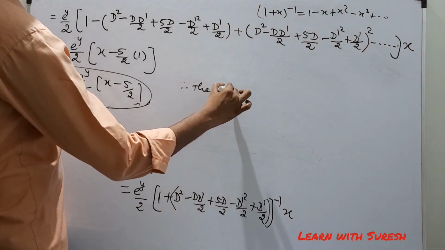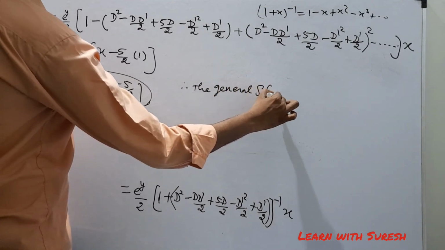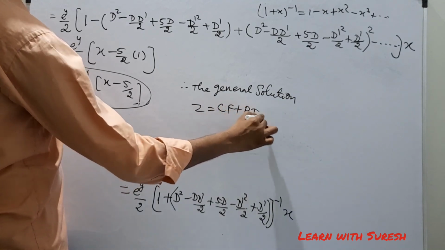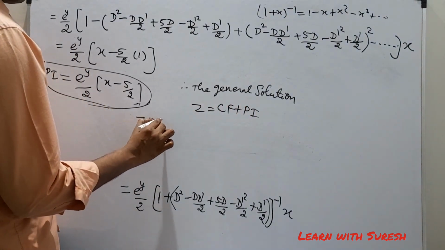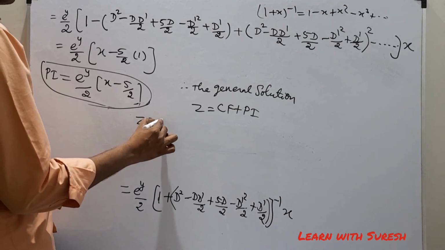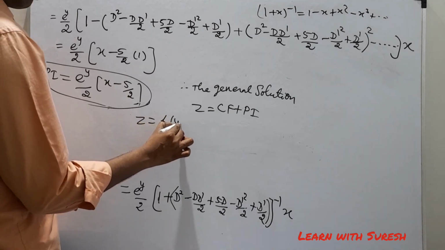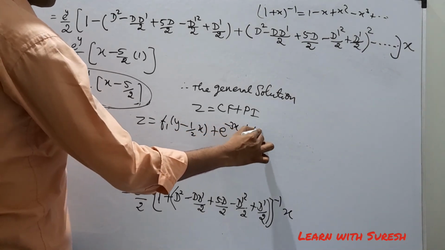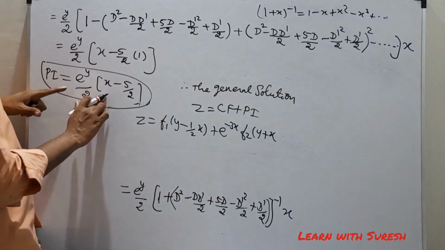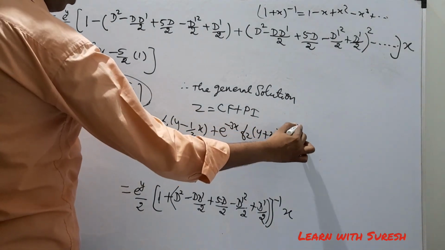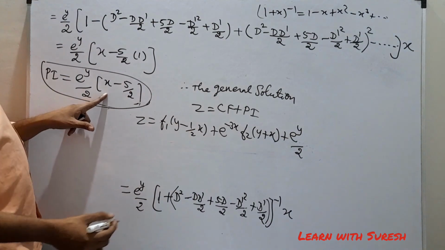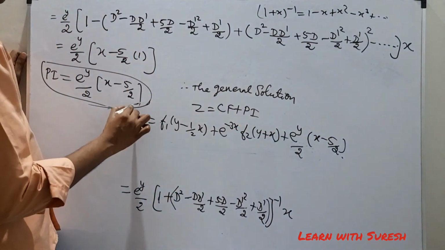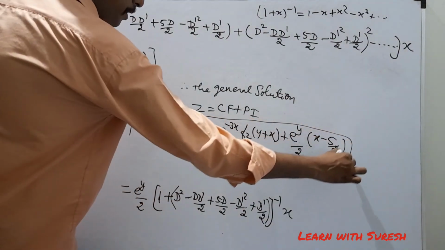Therefore, the general solution is z equals complementary function plus particular integral. z equals e^0x, which is 1, no need to write it again, f1 of y minus 1/2 x, plus e^(minus 3x) f2 of y plus x, plus the particular integral e^y/2 into x minus 5/2. So this is the general solution for the given partial differential equation.